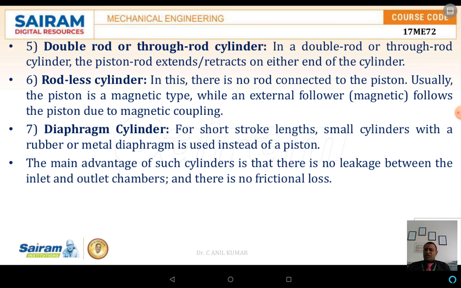The diaphragm cylinder has a short stroke length. A small cylinder with a rubber or metallic diaphragm is used instead of the piston. The main advantage of such cylinders is that there is no leakage between the inlet and the outlet chamber, and there are no friction losses also.